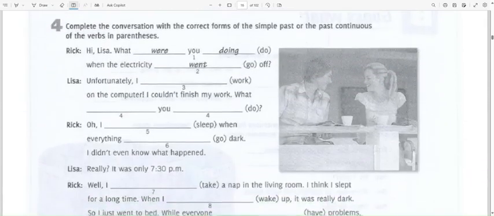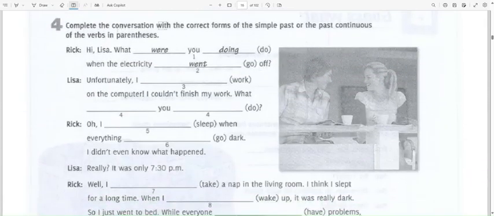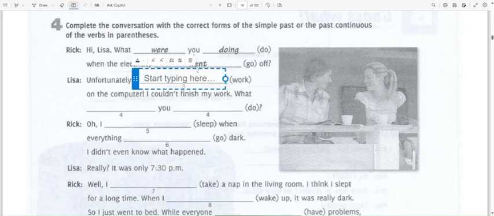Right. Let's look at this one. Complete the conversation with the correct forms of the simple past or the past continuous of the verbs in parentheses. So we need to complete the sentences either with simple past tense or with past continuous tense depending on the situation. Hi Lisa, what were you doing when the electricity went off? Unfortunately, I work on the computer. So definitely the answer has to be I was working on the computer.